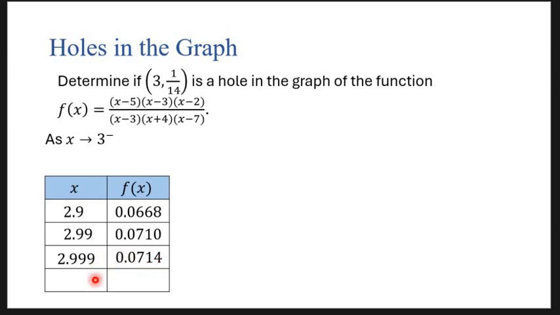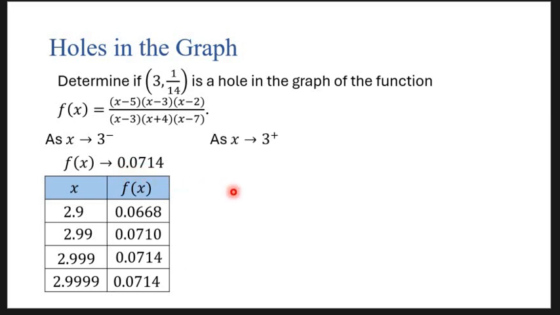And lastly, I'm going to get even closer, 2.9999. And when I plug that in, nothing changes, I still get 0.0714. So it seems that as x approaches 3 from the left, all these numbers are still smaller than 3, the function values are approaching 0.0714.